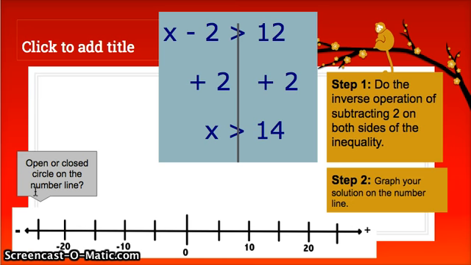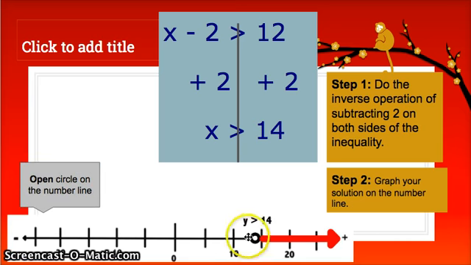So when I graph this, I start on the number line at 14, which will be about right here, but I'm going to put an open circle. Why am I going to put an open circle? Because 14 is not included in the solution. This is x is greater than 14. So that means any number bigger than 14 can be a solution. So again, I start at 14, I put a hollow circle, and I shade everything to the right, since the solution is all the numbers bigger than 14.